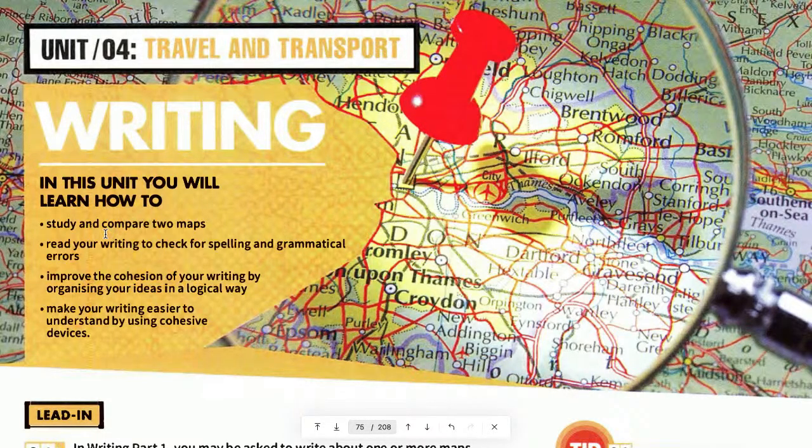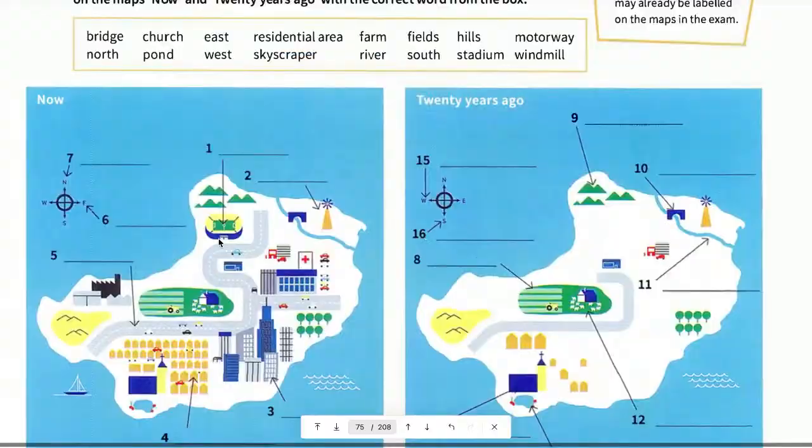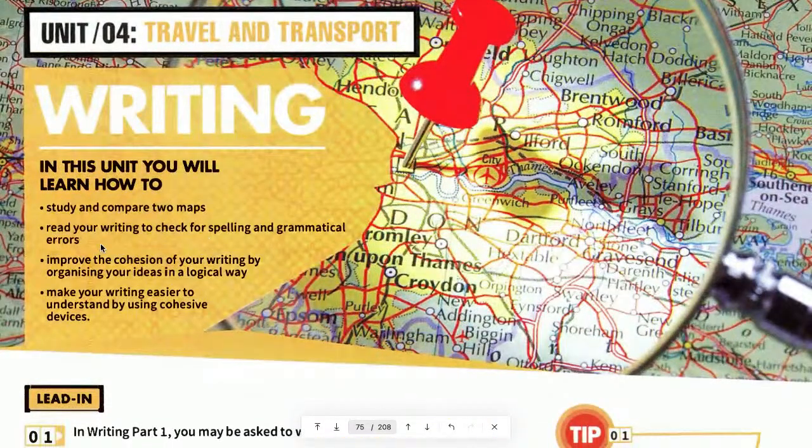Yes. So here, guys, in this unit, Unit 4, Travel and Transport, you will learn how to study and compare two maps. Okay, that's writing task 1. Just like the one you see down here, we have two maps like that, right? And then read your writing to check for spelling and grammatical errors. Improve the cohesion of your writing by organizing your ideas in a logical way.